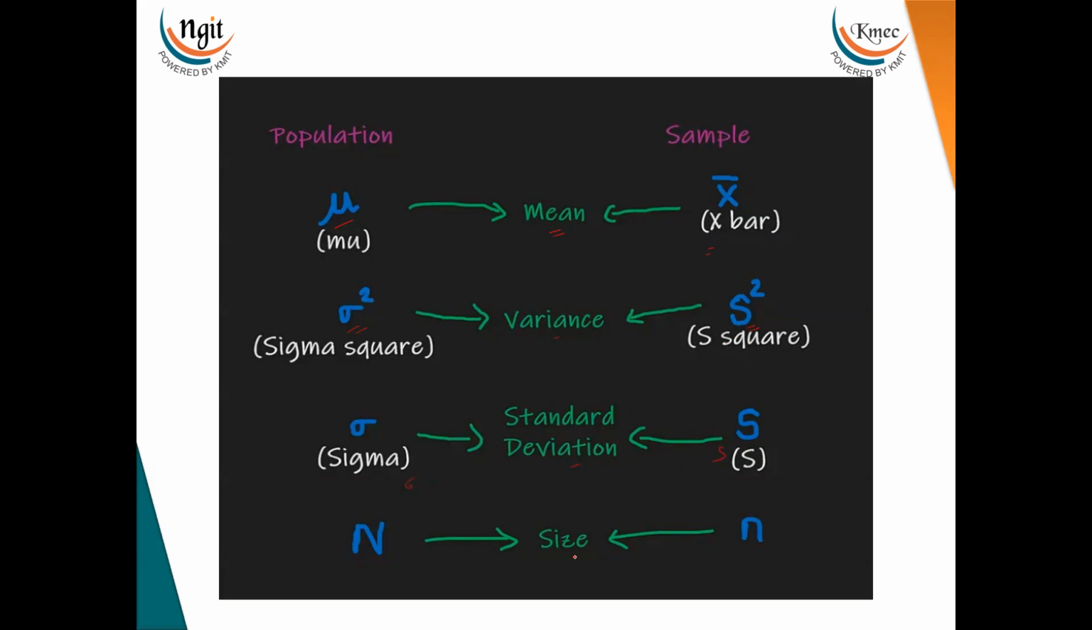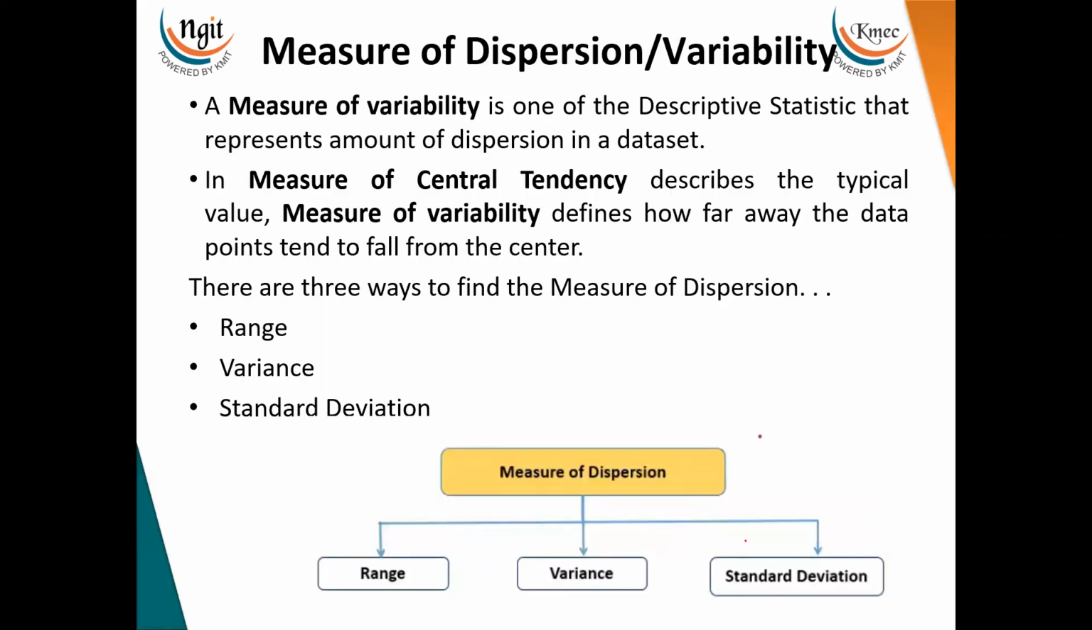When you want to represent the size of the population, it is represented by the capital N. And when you want to represent the size of the sample data, it is represented by the small n. So these are the terminologies we are going to use for calculation of variance and standard deviation.